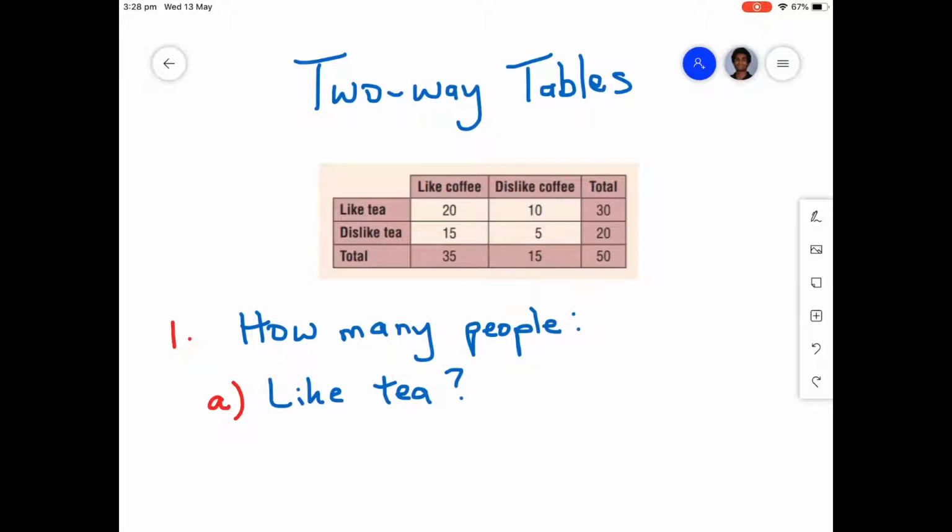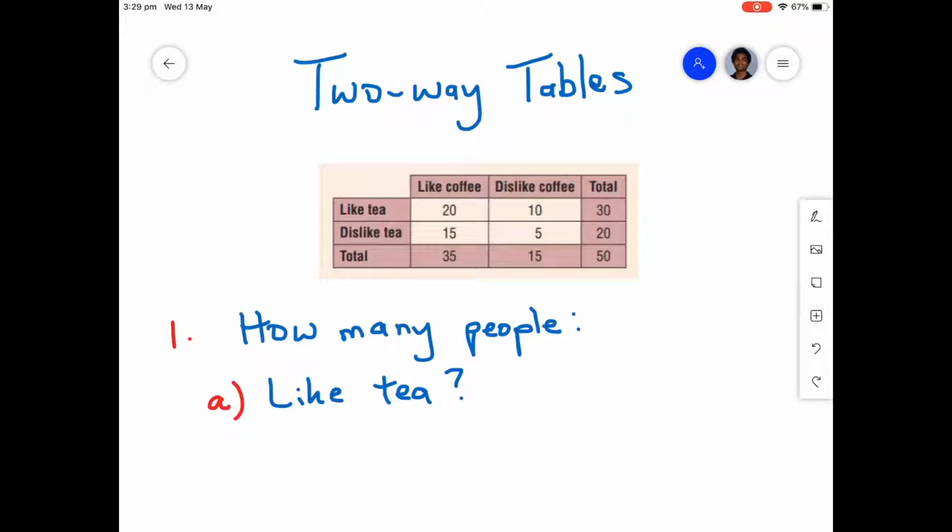Now let's break down the components of a two-way table. As we see from this example here, at the top we have our first category, which is coffee. So we have a like coffee column and a dislike coffee column. On the left, going down, we have our second category, which is tea. So we have a like tea row going across, and we have a dislike tea row going across as well.